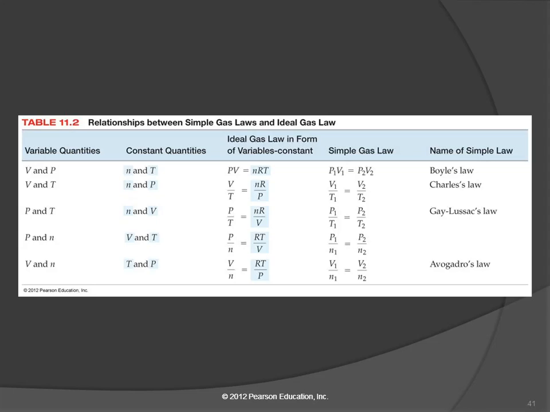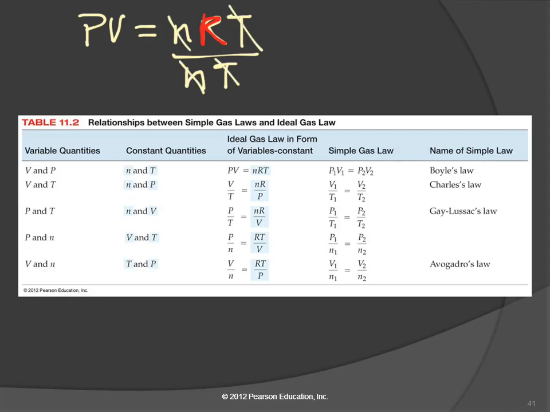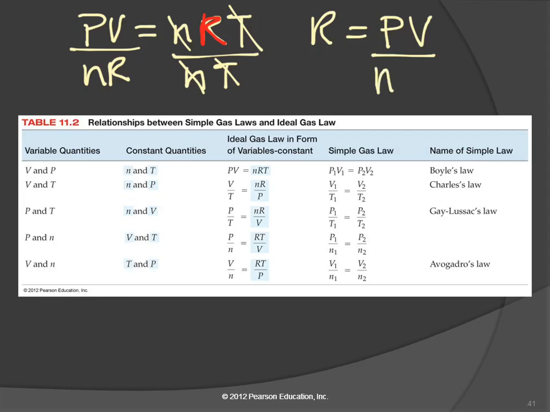So if we have the ideal gas law, PV equals nRT, and we solve for R, what do we end up with? Well, we're going to solve for R. So that means we're going to divide by n and divide by T to get rid of those on that side and put them over here. So R equals pressure times volume over amount of gas times temperature. Yeah, that's wrong. That's supposed to be a T down there. It's Monday. That better? That's much better.